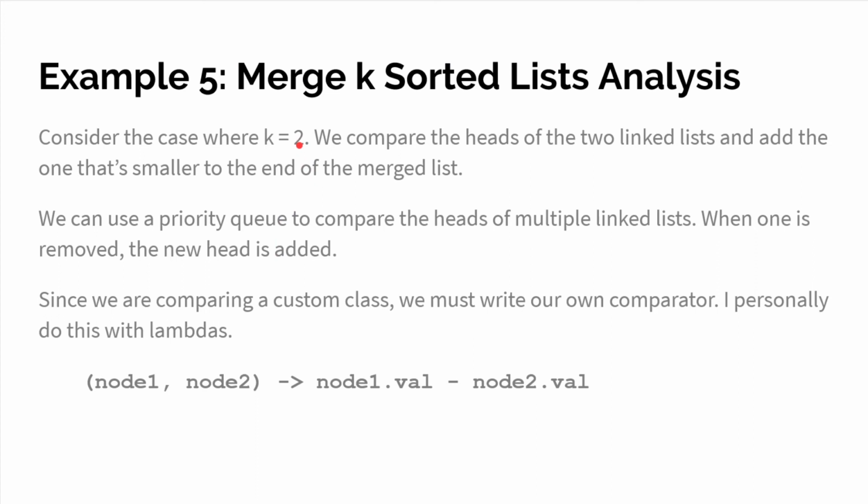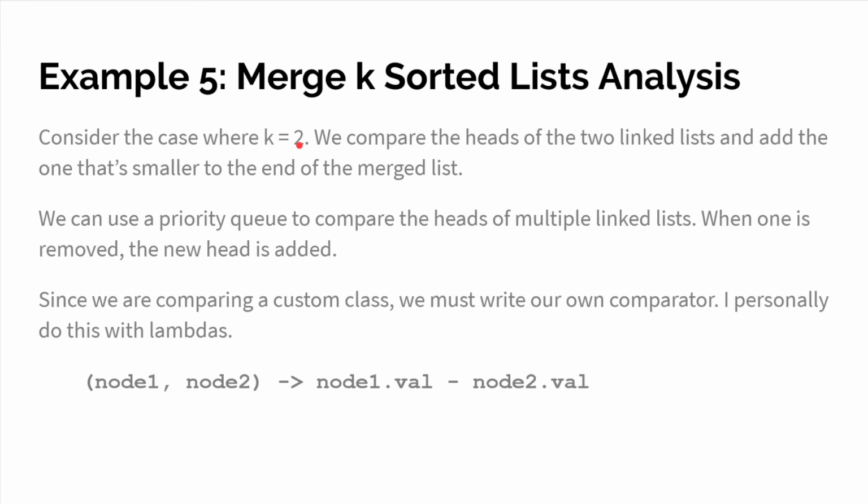Now think about how we might accomplish this with 2 lists. All we have to do is compare the heads of the 2 linked lists and add the one that's smaller to the end of the merged list. This is what happens in, say, something like merge sort.